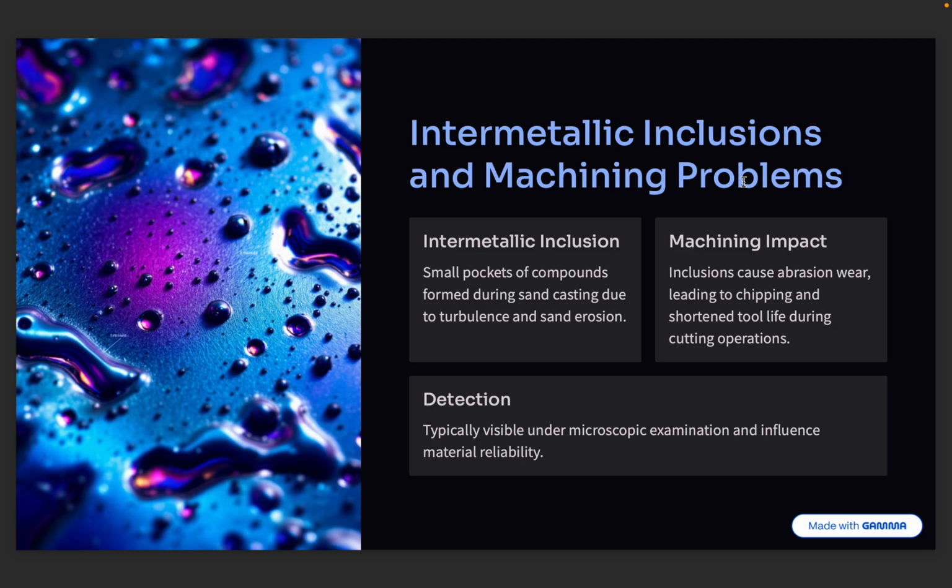So how do we detect it? Typically it is visible under microscopic examination and influences material reliability. So let's jump to another slide.